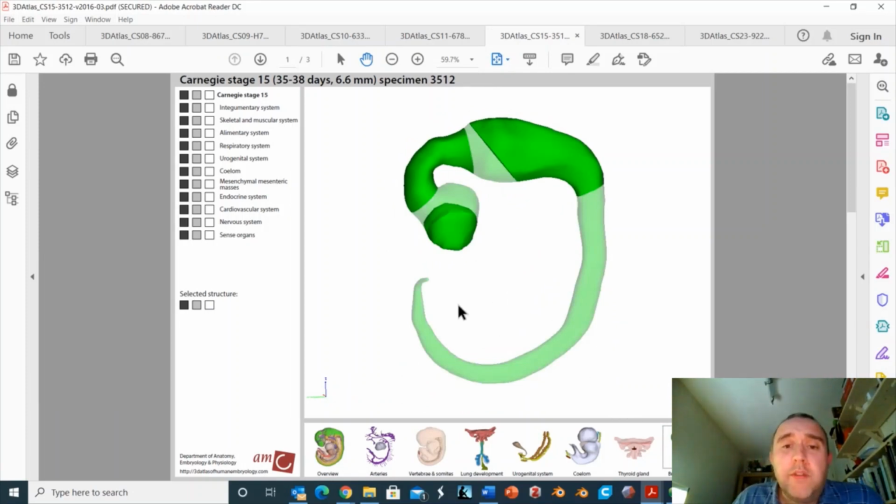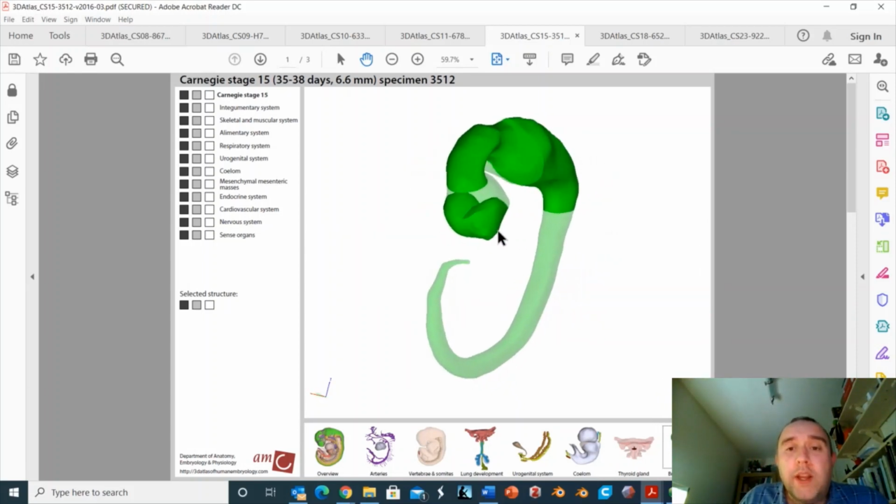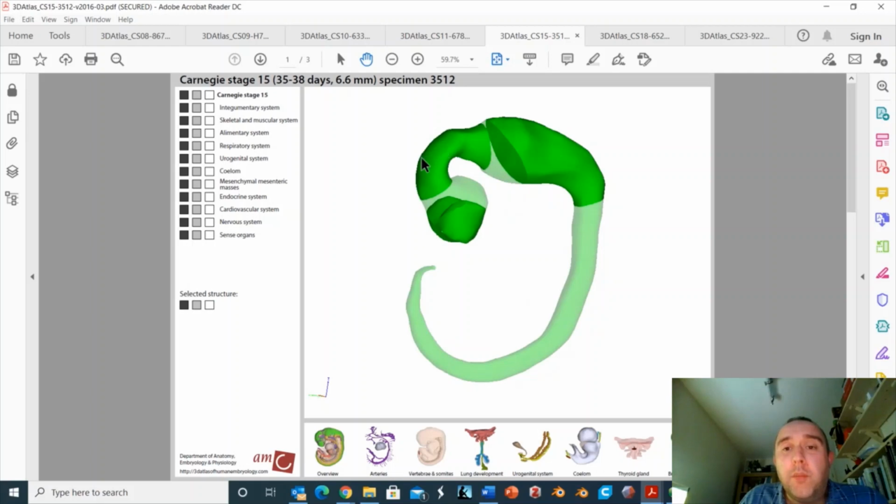And the reason that we've got some structures in dark green and some in pale green is because the brain vesicles now are separated into some further subdivisions, which we're going to look at. But let's just look at the simple things first. We can see that we have the forebrain vesicle, the midbrain vesicle, and the hindbrain vesicle. Furthermore, we have the spinal cord here.